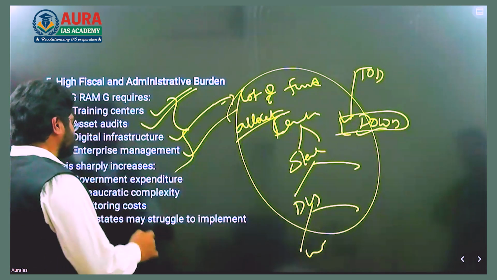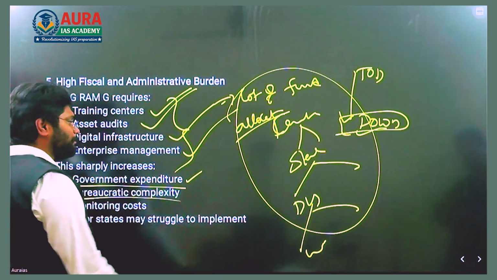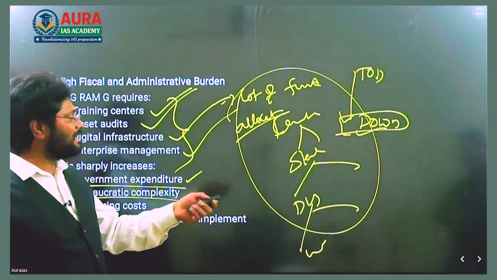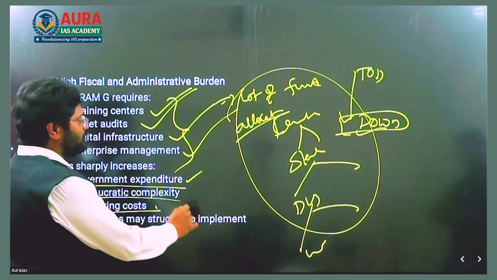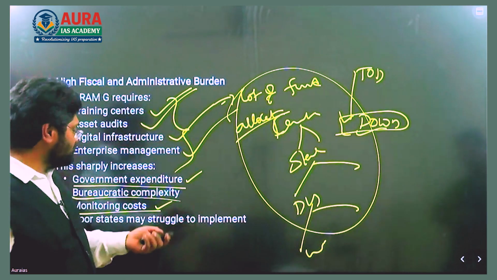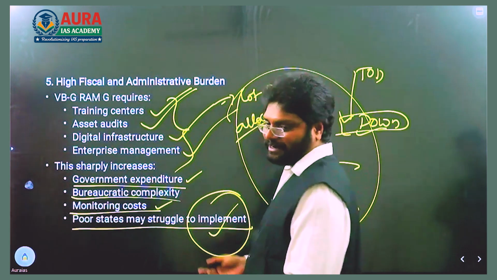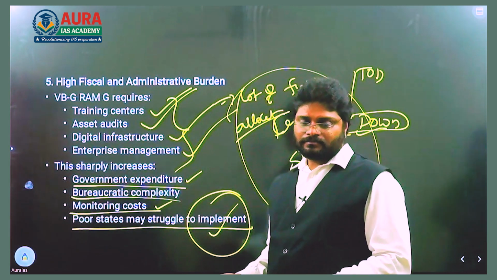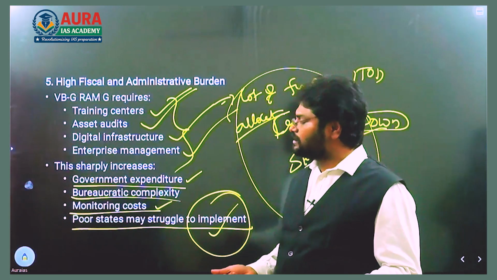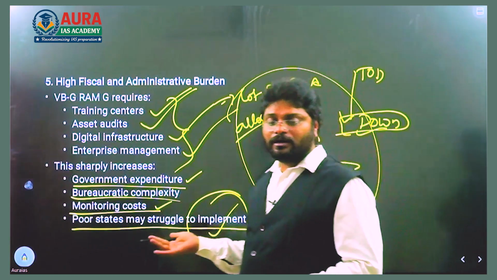Now you can see that state government expenditure obviously increases because it is a top-down approach. There are bureaucratic complexities. At every level, officers may raise queries and red tape for allocation of the work. There are also monitoring costs: every official at higher stages monitors each one and may not release the funds. This is also a problem. Poor states may struggle to implement this scheme because they already need further staff. By going with this top-down approach, they need more manpower and more recruitment. With a lack of sufficient manpower, the top-down approach is very difficult.